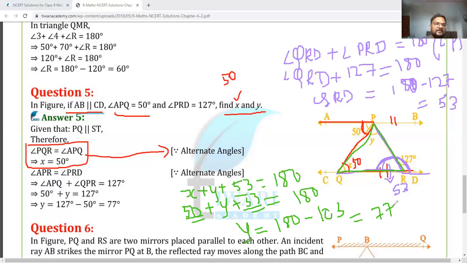I hope you have understood. So first, using the alternate interior angles, we found the angle X, that is 50 degree, using the alternate interior angles forming Z. Then we used the linear pair to find the angle QRD, that is 53 degree. And finally, we applied the angle sum property of the triangle to obtain the value of Y. I hope you're understanding. Let's go with the sixth question, and that would be the last question of this exercise.